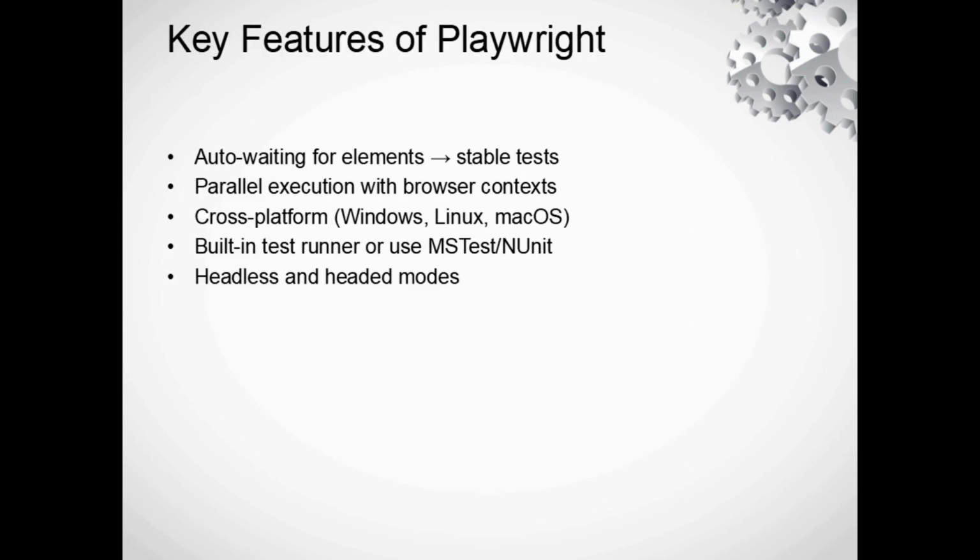Some of the key features of Playwright are that it has auto waiting for elements, and that makes the tests very stable. It supports parallel execution with browser context. Tests written in it are cross-platform, so they can run on Windows, Linux, and Mac OS. It also has a built-in test runner, or we can use MS Test or NUnit, and it has both headless and headed mode.